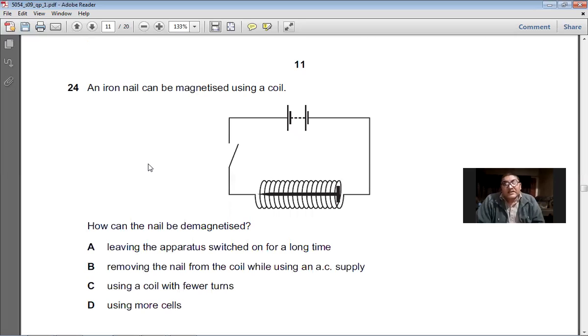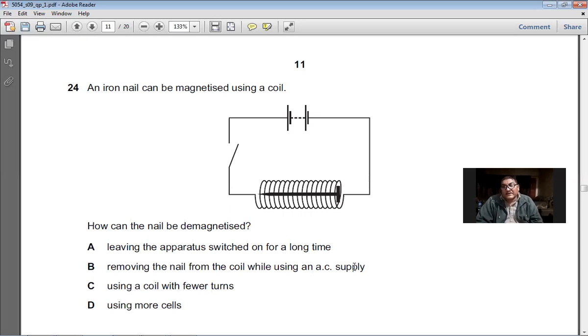An iron nail can be magnetized using a coil. How can the nail be demagnetized? If you put alternating current here and then withdraw this nail, automatically this nail will lose its magnetism. It will be demagnetized. So he says, how can the nail be demagnetized, leaving the apparatus switched on for a long time?